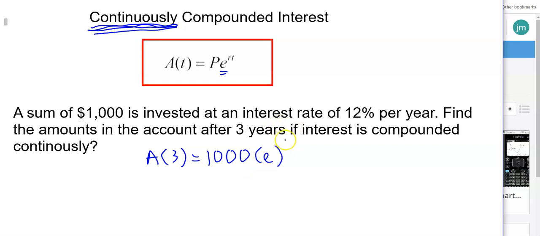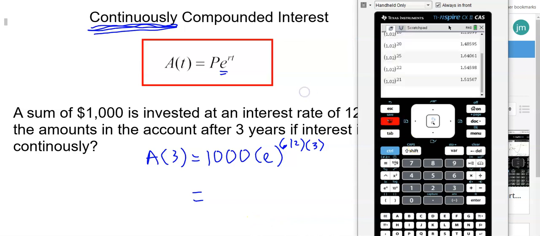To the rt, so r is always written as a decimal. So 0.12 times time, which is time in years, which is 3. So you type that into your calculator. Get your calculator out, and we're going to go 1,000 times. You see this e to the x button right there? If you click that one, e to the power of 0.12 times 3, the exponent is 0.12 times 3, rate times time.